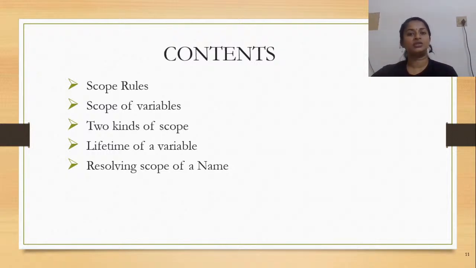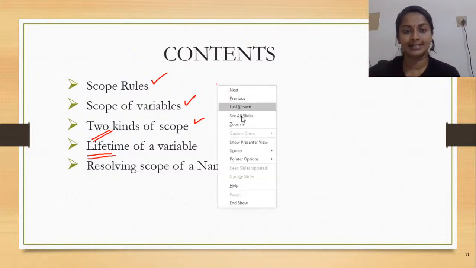First we'll see the contents, and then we'll go into detail of what we are going to look at for the day. The contents of today's lesson would cover the scope rules, the scope of the variables, and along with it what the two kinds of scope permissible in Python are. Then what exactly the lifetime of a variable means, and how to resolve the scope of a name, the namespace. All these things we'll look into in detail in today's lesson. So let's start.